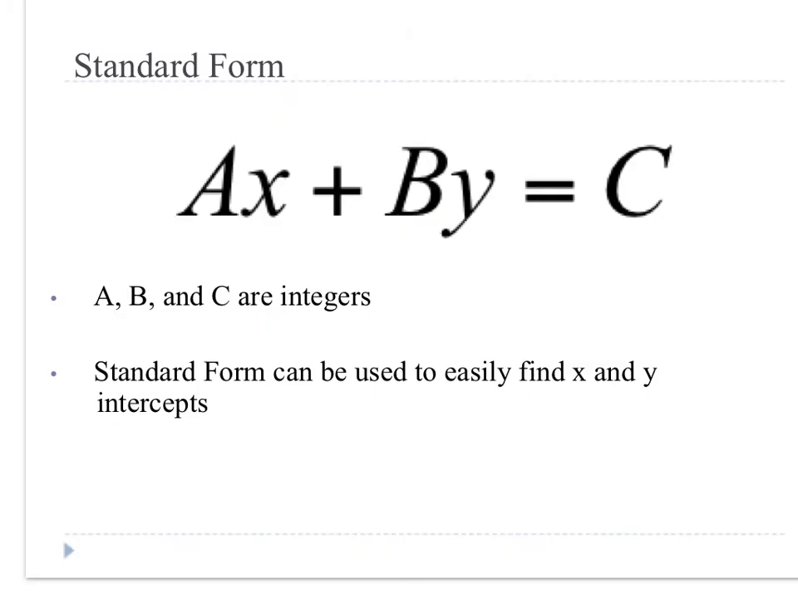What is standard form? Well, standard form is when your equation is in the format of ax plus by equals c. In this format, a, b, and c are integers, so they're your numbers. And the reason this is used is because x and y intercepts are easy to find.